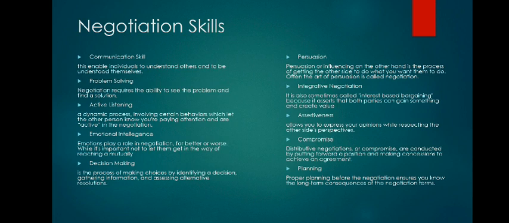Next is integrative negotiation. It is also sometimes called interest-based bargaining because it asserts that both parties can gain something and create value. Next is assertiveness. It allows you to express your opinions while respecting the other side's perspectives. Next is compromise. Distributive negotiations or compromise are conducted by putting forward a position and making concessions to achieve an agreement. Last is planning. Proper planning before the negotiation ensures you know the long-term consequences of negotiation terms.